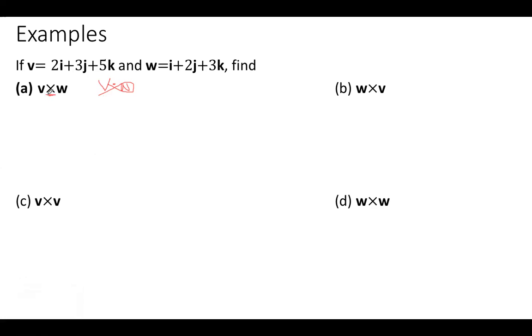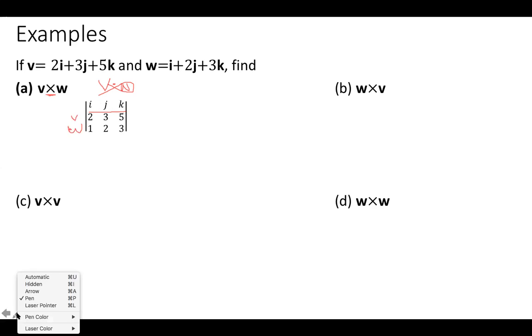So the way to set it up, bear with me, I always start with IJK on top, always. And V is what's on top. The coefficients for V are on top, and the coefficients for W are on the bottom. You'll see how part B is different. So 2 was in front of I, 3 was in front of J, 5 was in front of K, all on top. 1 is in front of I, 2 is in front of J, 3 is in front of K, all on the bottom.